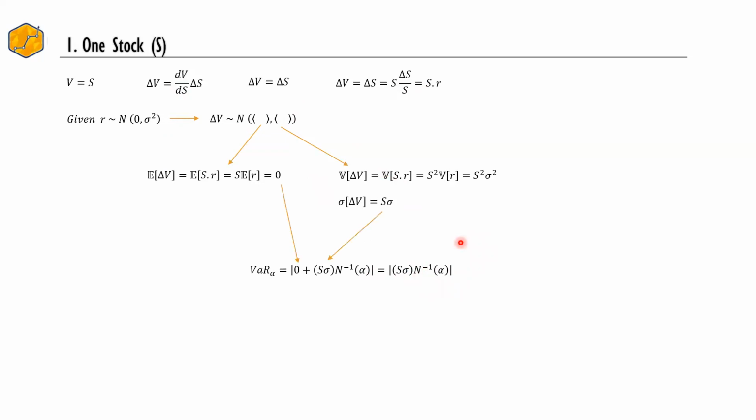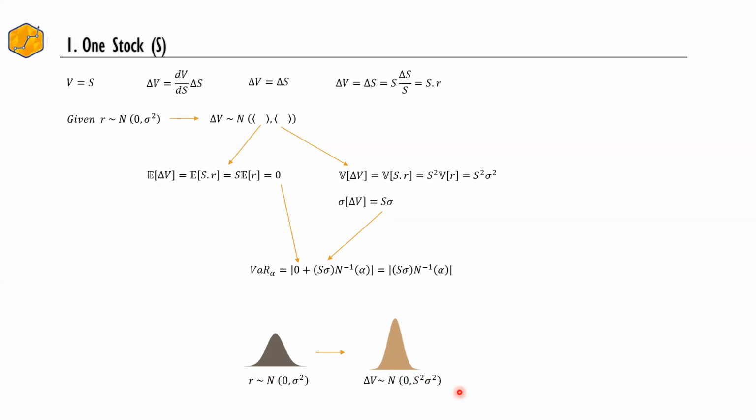There are proper steps that lead to this equation. I'm just showing where these values are coming from. All we need is the PNL distribution, the distribution of delta V, right? Mean comes here, sigma comes here, we get the answer. This is to tell you that normality in returns, this is our assumption, induces normality in PNL. This had zero and sigma square as the parameters. In PNL, we got zero and S square sigma square as the parameters.